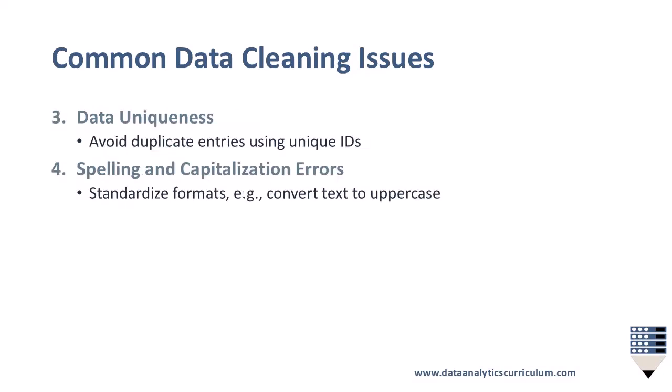Another common issue is data uniqueness. If each record should represent one person or one transaction, you don't want duplicates. Using unique IDs helps you detect and remove repeat entries. Then there are spelling and capitalization errors. For example, New York, new york, and New Yrok might all appear as separate categories. Standardizing capitalization and spelling helps maintain consistency across your dataset.